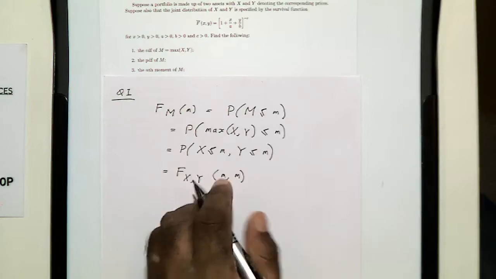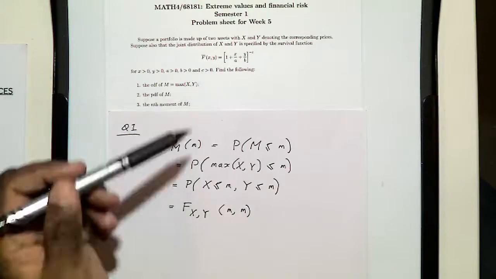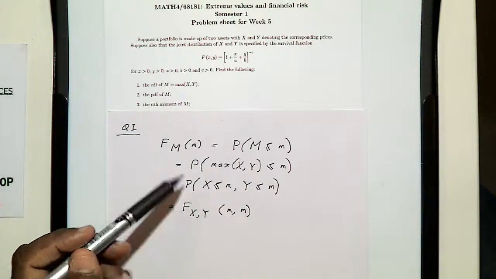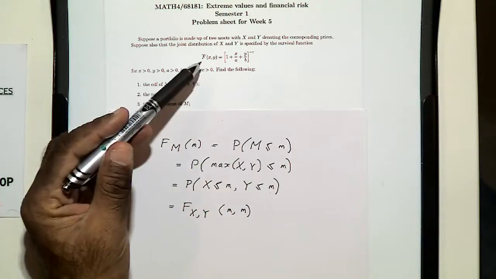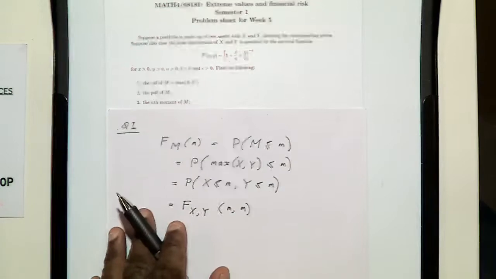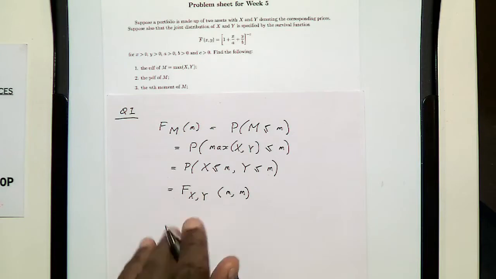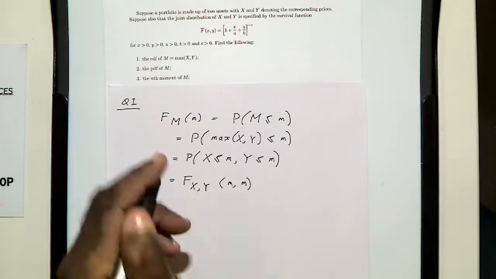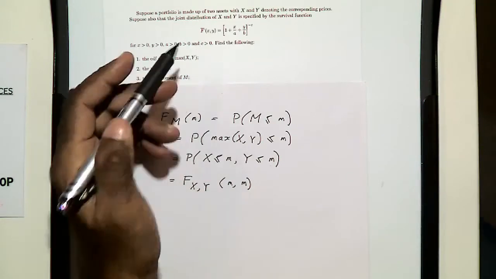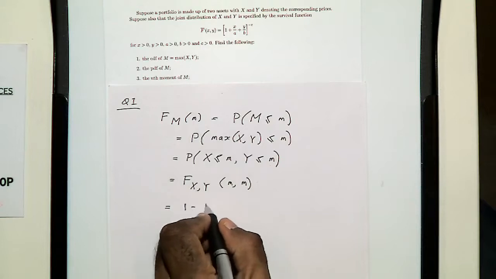If you go back to the question, what is given is the joint survival function. In order to find the joint CDF from the joint survival function, you need to use one of the relationships I talked about on Wednesday. I gave you a relationship which expresses the joint CDF in terms of the joint survival function, which is like this.